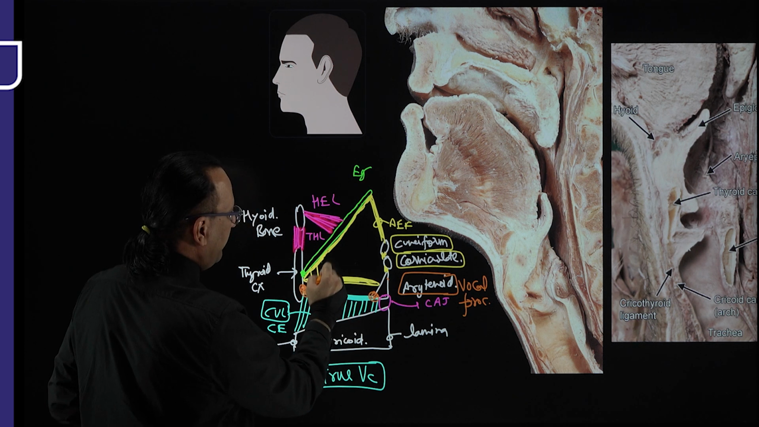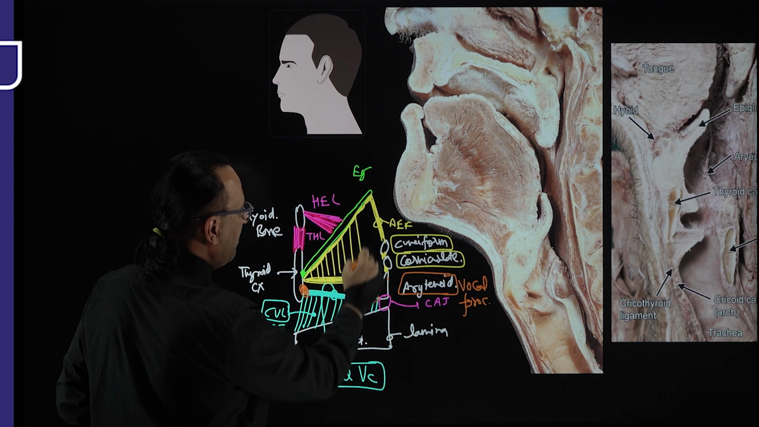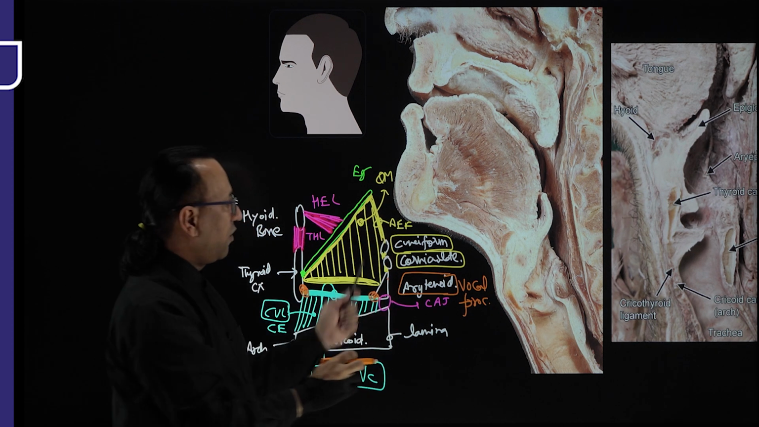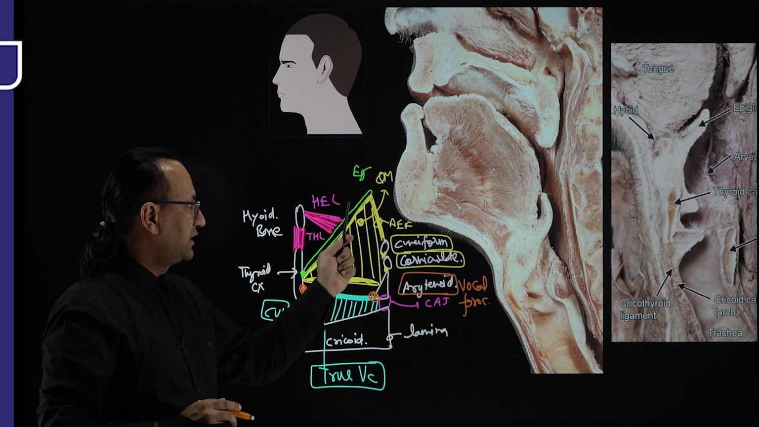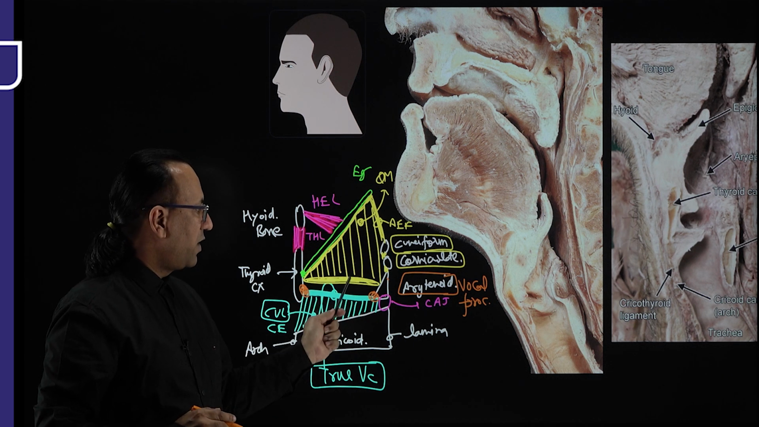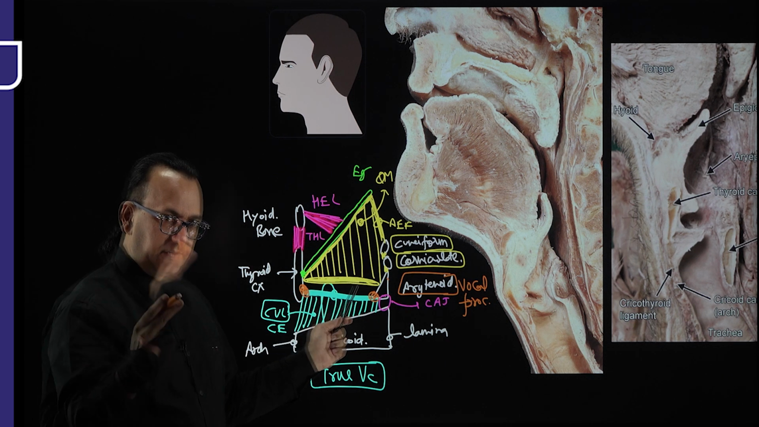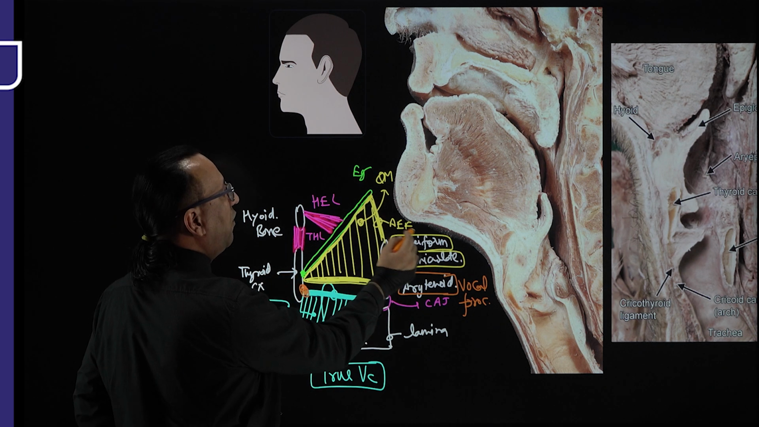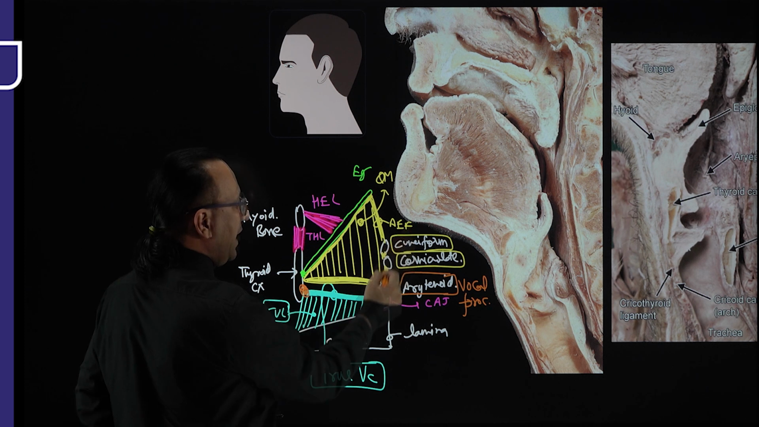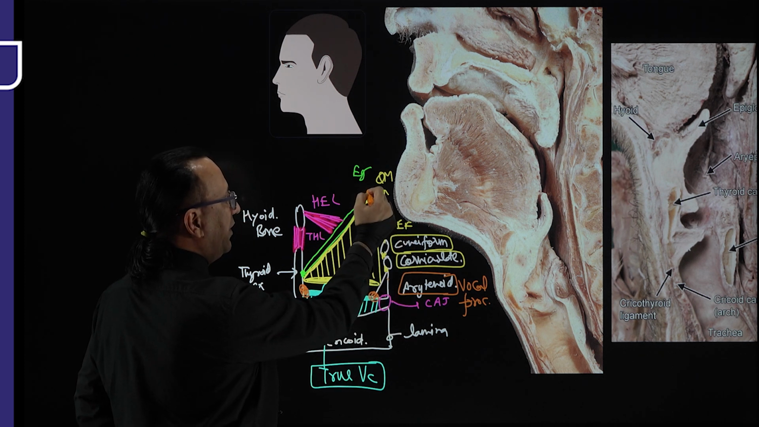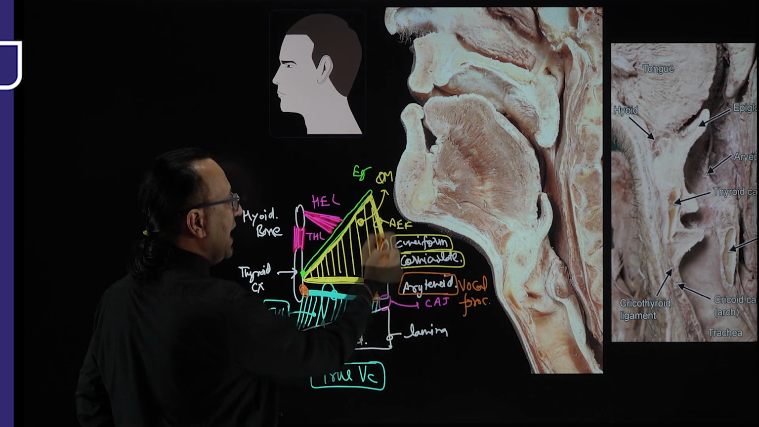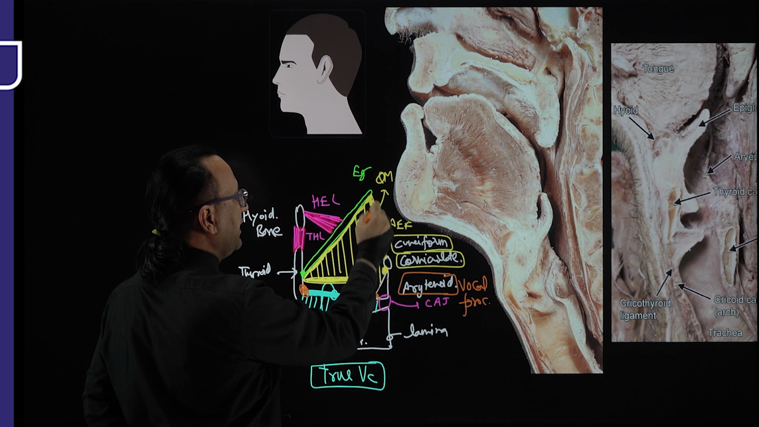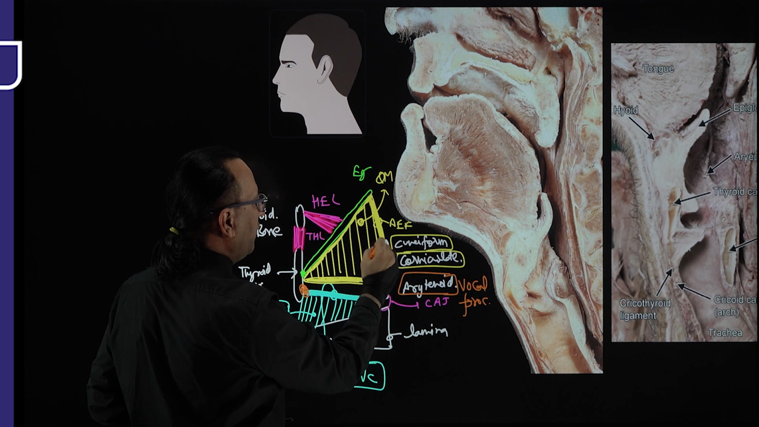So this is the membrane we are talking about, the quadrangular membrane, and this quadrangular membrane is located in the supraglottic region or the laryngeal vestibule, level 1 or region 1 of the laryngeal cavity. It has an upper free border, the aryepiglottic fold, called so because it is coming from the arytenoid cartilage towards the epiglottis. So this is the aryepiglottic fold, in which we have the embedded corniculate and cuneiform cartilages.